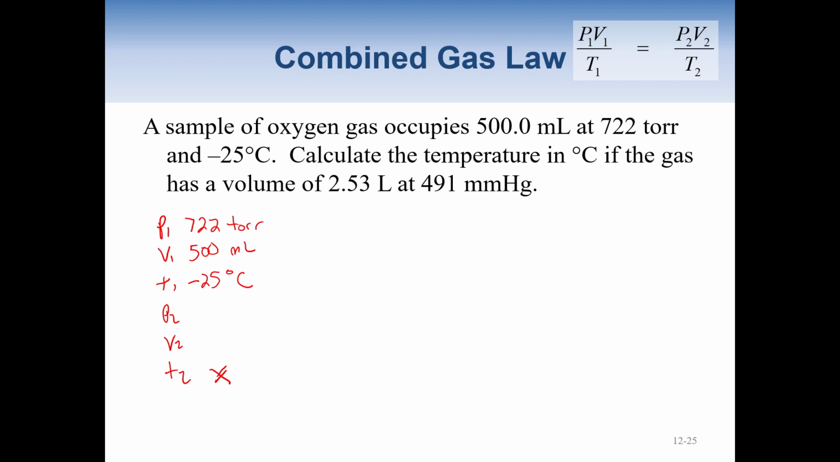If the gas has a volume of 2.53 liters, and 491 millimeters mercury. Okay, so clearly we have some issues with units, which is why I wanted to write it out this way. So first of all, we look at the pressure units. It doesn't matter what unit we use as long as they match. Well, the good thing is that 1 millimeter mercury is equal to 1 torr. So we can just write this as 491 torr.